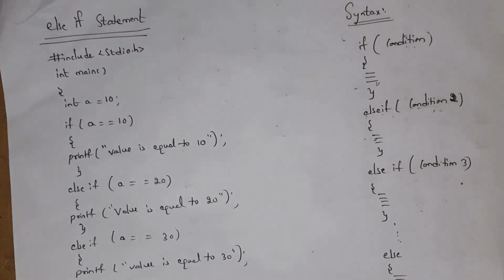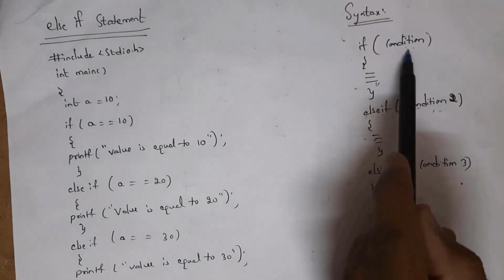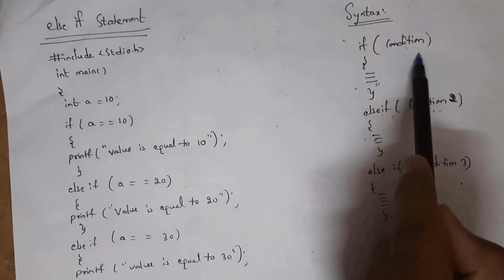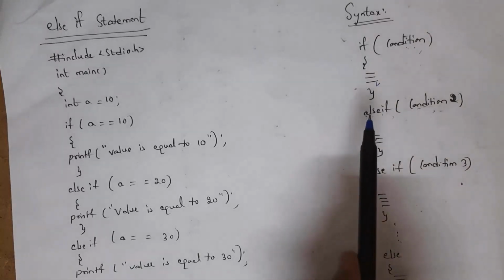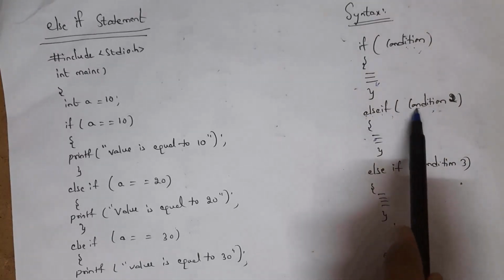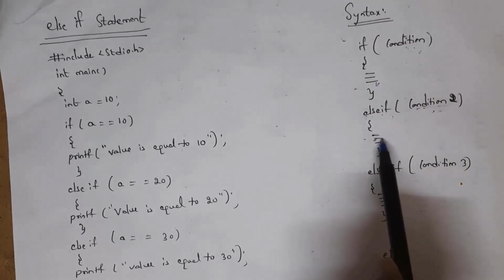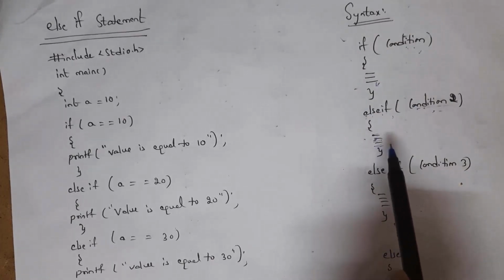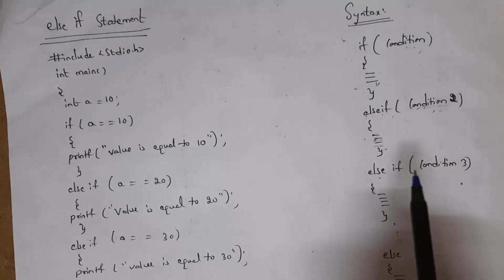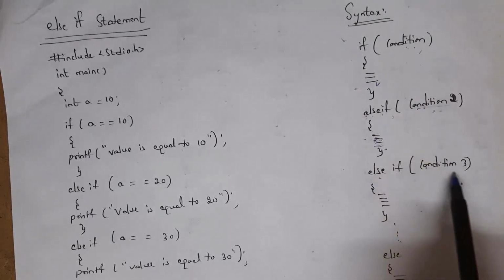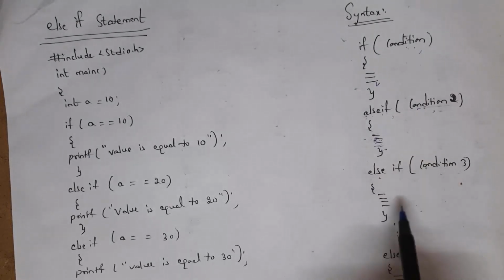At first you need to write if and give a condition. If this condition is satisfied, then whatever statements are present inside if will be executed. Next you need to write else if and give the else if condition. If this condition is satisfied, then whatever code is present inside this else if will be executed. Again you need to write else if and you can give another condition, and if this condition is satisfied, then this code will be executed.